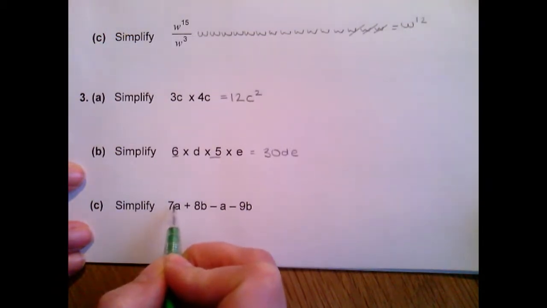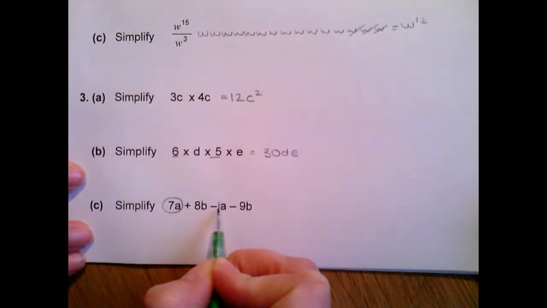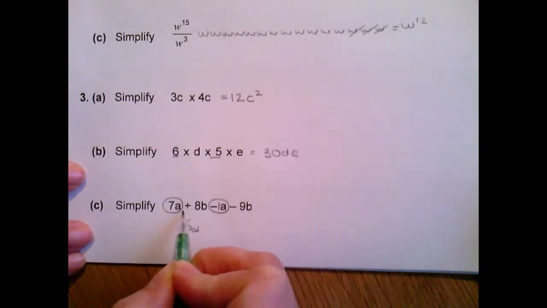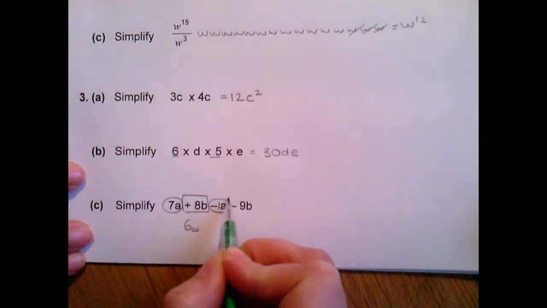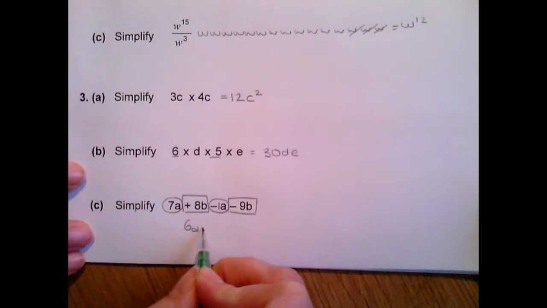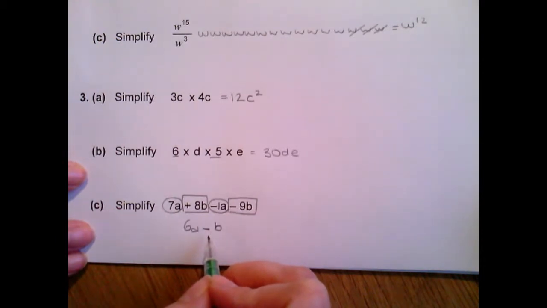So adding and subtracting, the A's only go with the A's, and this A on its own is a 1A, and it's a take away 1A. So 7A take away 1A would get you 6A. And then you've got 8B take away 9B. So if you've got 8 and you take 9 off it, that's going to bring you down to negative 1B or just negative B. It doesn't matter whether you put a 1 there or not, you'll not be marked right or wrong whether you've got it.